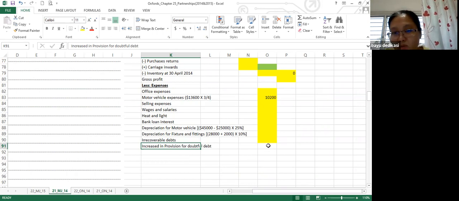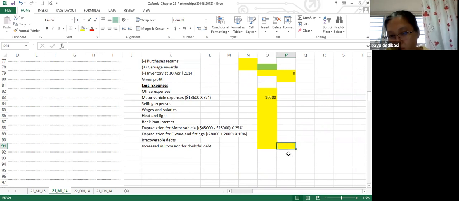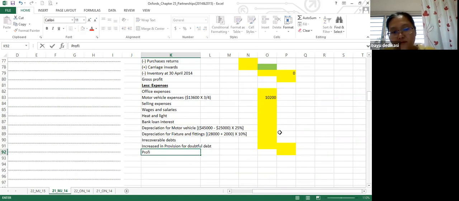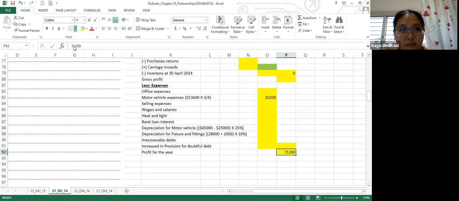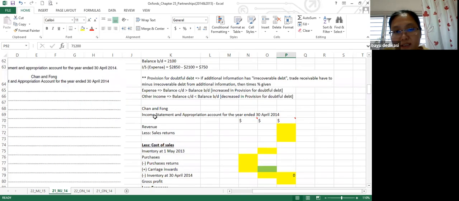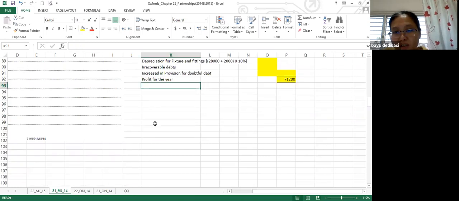So your job later on, after your class, is to find the amounts and put them in here, the individual items and then the subtotal. The last will be your profit or loss for the year. Okay, I will just put in the profit amount, so later on you'll calculate yourself: 71200. So this question is considered done for the income statement. But they ask for the appropriation account. They say income statement and appropriation account, so in this case, we have to continue.